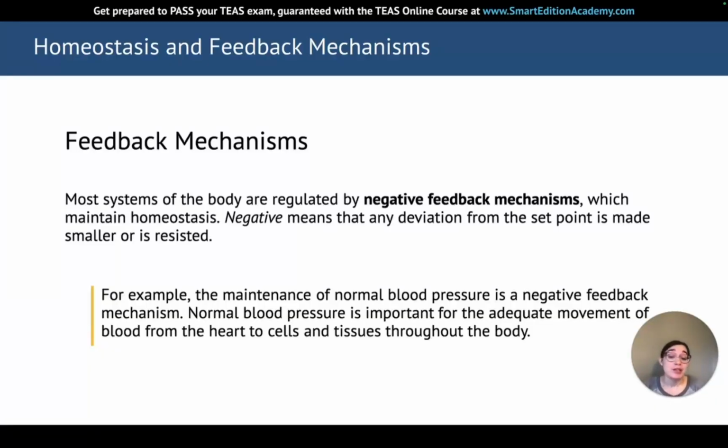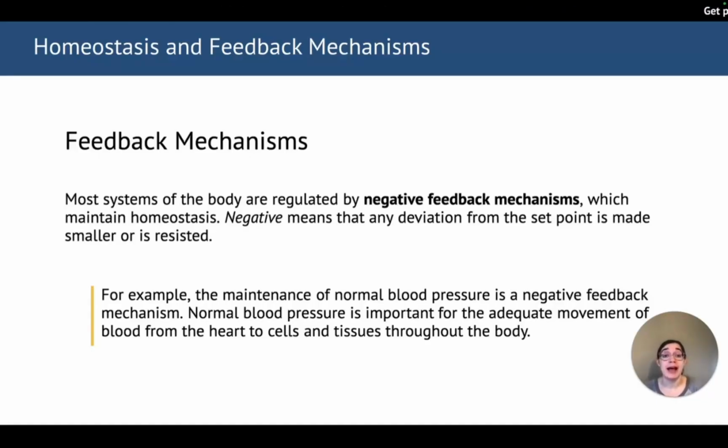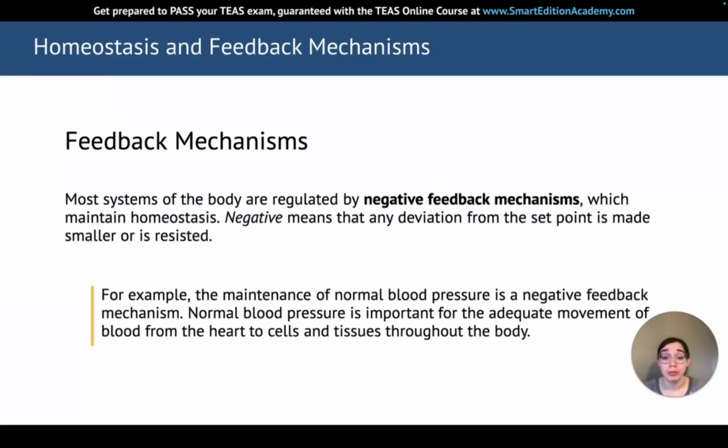An example of this would be maintaining normal blood pressure. The maintenance of normal blood pressure is essential for blood to be able to move adequately from the heart to cells and tissues throughout the body. So it is a negative feedback mechanism that helps control and maintain a normal blood pressure by regulating the variables that would affect blood pressure and that would threaten to raise it or lower it beyond this normal range. So negative feedback mechanisms are good. They are healthy.